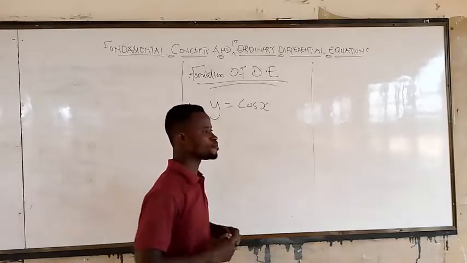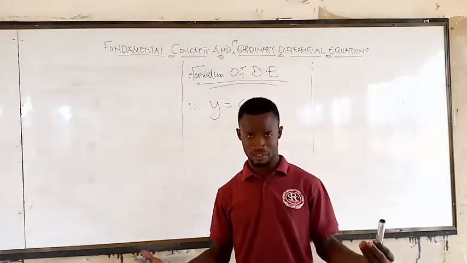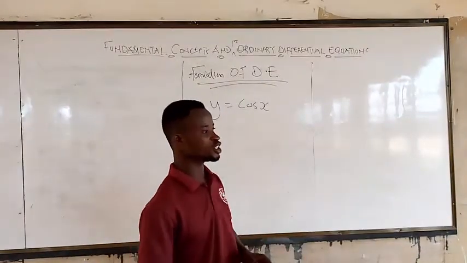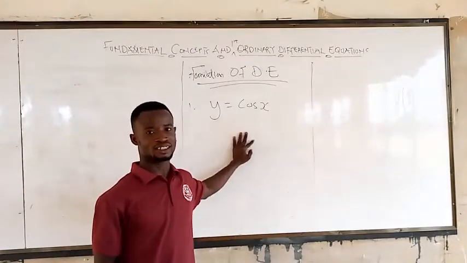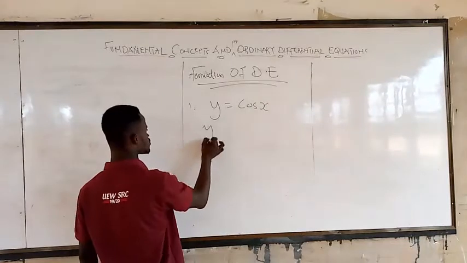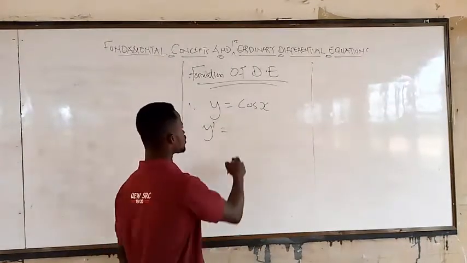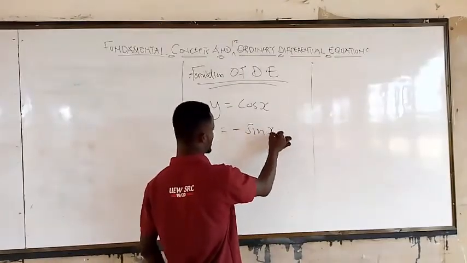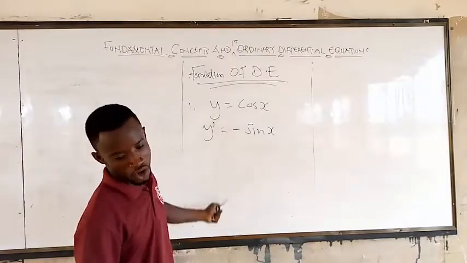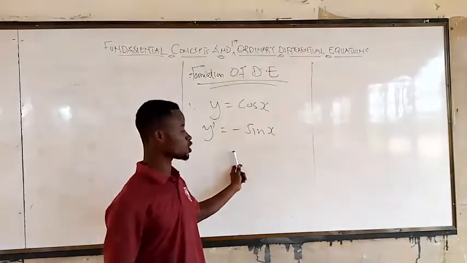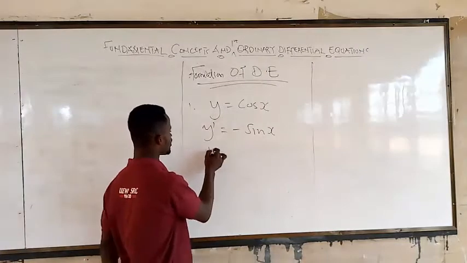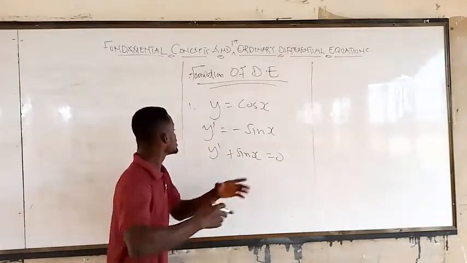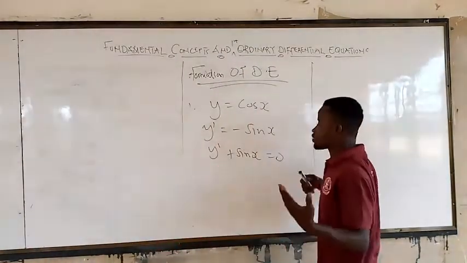Now, it depends on the individual. You can get different kinds of differential equations from this function. You know why I'm saying that? Let's see. Take the derivative of this, you get y prime or dy/dx equal to, when you take the derivative of cos x, negative sine x. Very good. Now, with these results, someone can choose to write y prime plus sine x is equal to 0. Now, the differential equation is formed. This is a differential equation. This is also what?